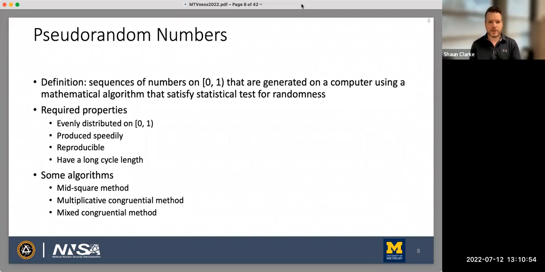Okay, so back to random numbers. I've said everything here at the top. At the bottom are some common algorithms that get used to produce these random numbers: mid-square, multiplicative congruential, mixed congruential. You can find random number generators in any type of software that you typically use, whether it's Python or MATLAB. Even Microsoft Excel has a random number generator. So these are all available to you, and you can actually write some pretty efficient Monte Carlo calculations using the random number generators in things like Python and MATLAB.